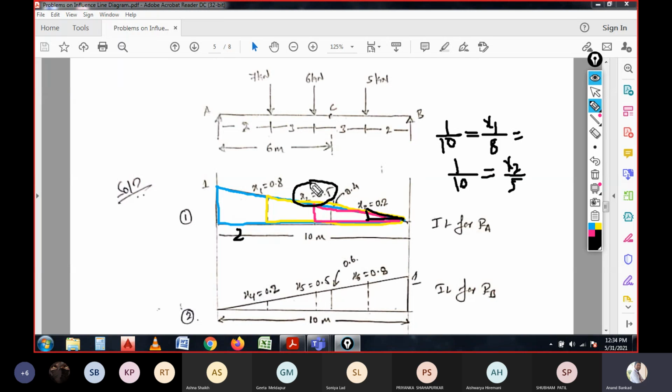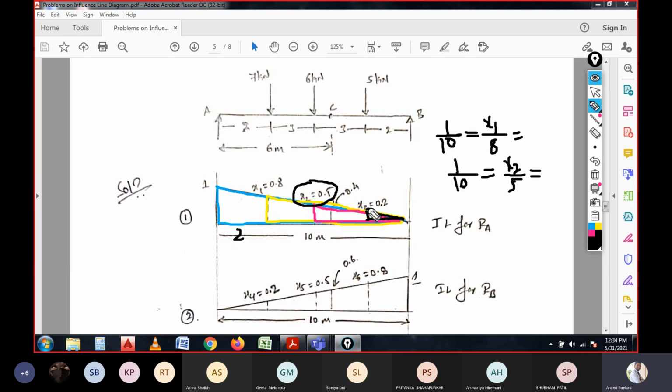So this coefficient value, if you want to calculate, we need to consider the triangle of this one, right? So in the similar triangle 1 by 10, and this height is unknown, that is x2, it is written divided by the span, that is remaining 5 meter for this triangle. For this triangle we have 10 meter span. For this pink color triangle we have 5 meter span. So 1 by 10 is equal to x2 by 5. So in this equation we can calculate the value of x2.